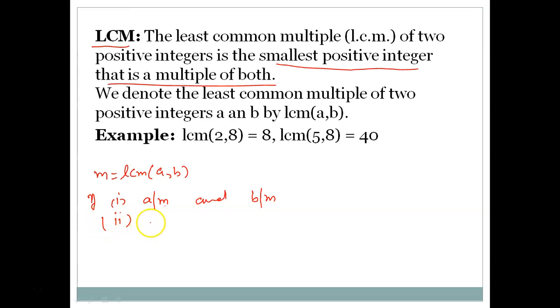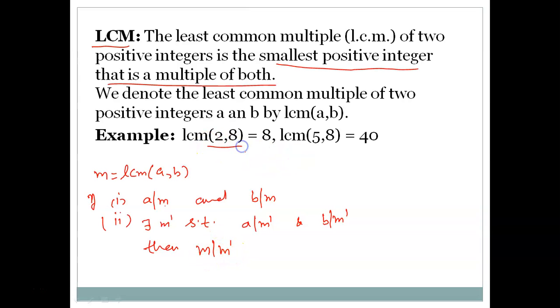And if there exists M dash such that A divides M dash and B divides M dash, then M divides M dash. Only then you will say that M is the least common multiple, because here we are talking about least, so any other common multiple should be divisible by M itself.